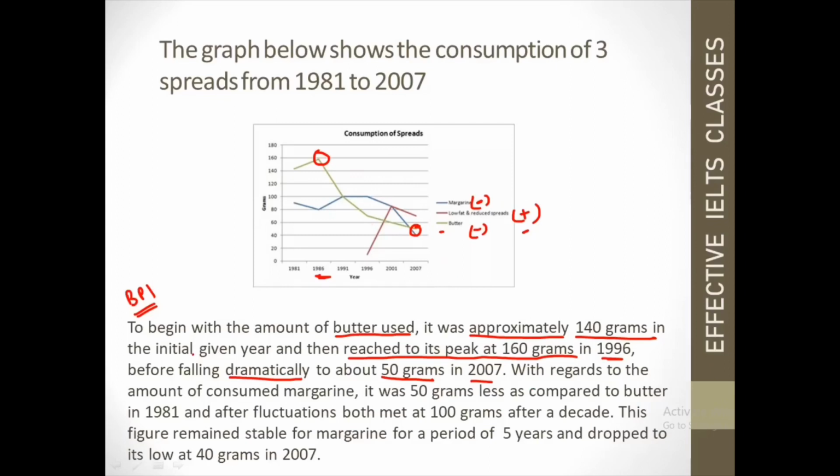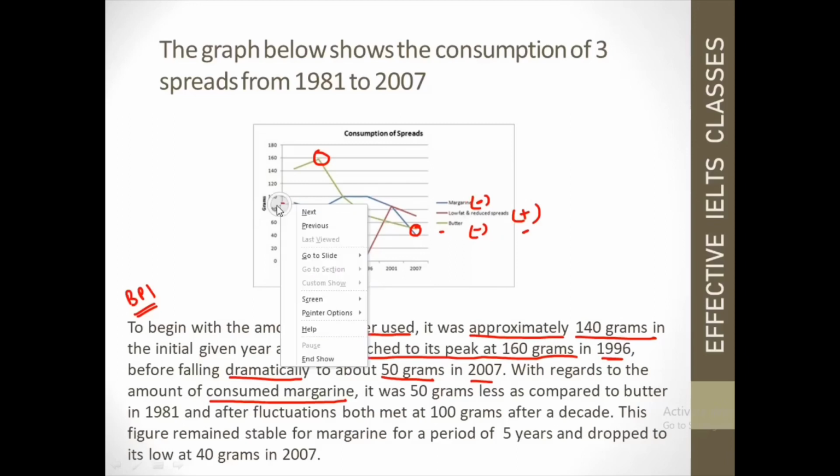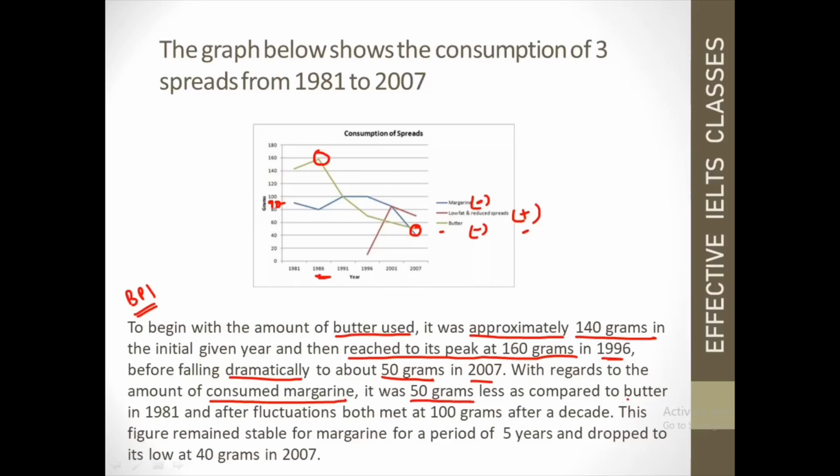Now let's check about margarine. With regards to the amount of consumed margarine, you can see its consumption started from 90. It is in between 100 and 80. That means it is something near 90. And if we check the difference between margarine and butter, it is 50 grams less, right? What I did is, instead of writing its exact data, I compared it with the previous one and wrote it was 50 grams less as compared to butter in 1981.